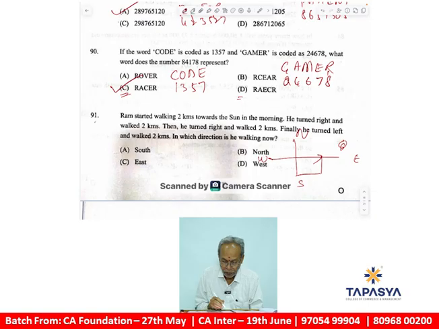So in which direction is he walking now? See here. If you put the coordinate plane, Ram started walking 2 kilometers towards the sun in the morning, so he is walking towards east. He turned right and walked, again turn right means towards south is coming, 2 kilometers. Then when he is coming towards south, right will be called as left, again 2 kilometers. Is it clear? Right. Finally he turned left. Again left means this side, 2 kilometers. Which direction is he moving? South direction is moving.